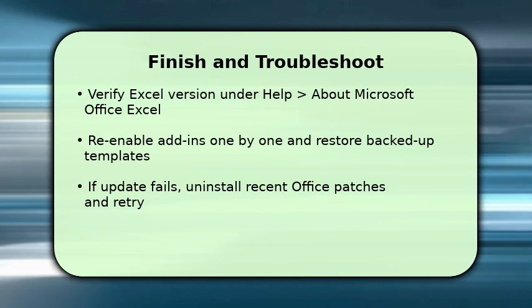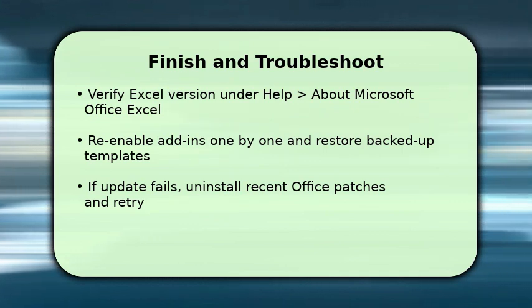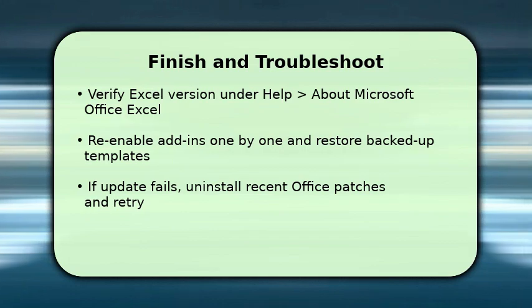If the update fails or Excel behaves oddly, uninstall the most recent Office patches via Installed Updates, reboot, then reapply patches in smaller batches. One key troubleshooting tip: run Microsoft Fix-It or the Office Repair from Programs and Features to repair corrupted installations.